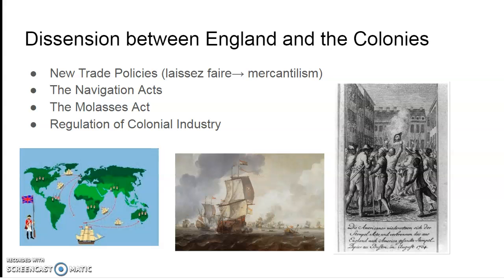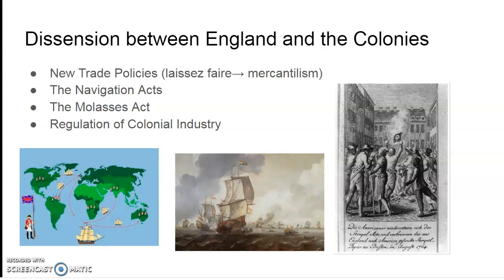So another source of tension between England and the colonies was the Molasses Act. So in 1773, Parliament passed the Molasses Act, which taxed molasses, as I'm sure you can guess by the name, but it also taxed sugar and rum as well. And this act was specifically created with British merchants in mind so that they could make more money.